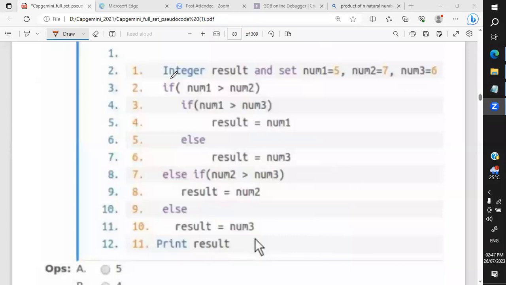We are just comparing num1 and num2, storing the result, and then again inside that we are comparing num1 and num3. If both are true, we are taking the result as num1. If not, we are taking the result as num3. Yes, super. Answer is 7. Exactly. Greatest of three numbers program. I hope everyone knows this. Going for the next one.